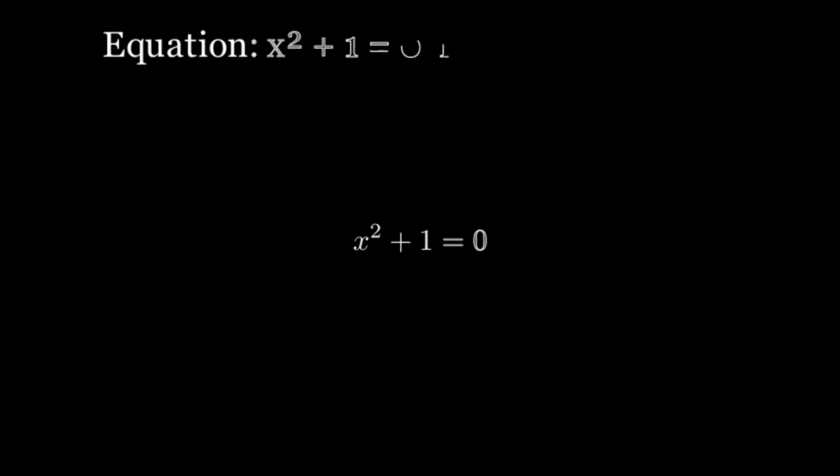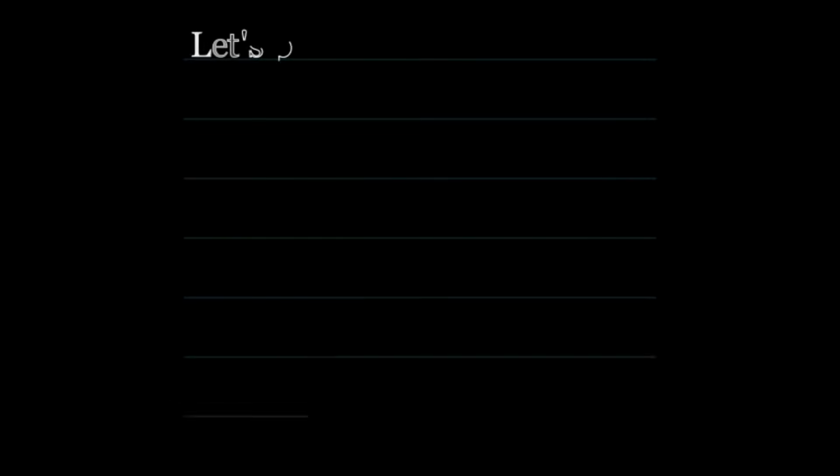Look at this equation. x squared plus 1 equals 0. You might try to find a regular number that works, but there isn't one. That's why we need i.